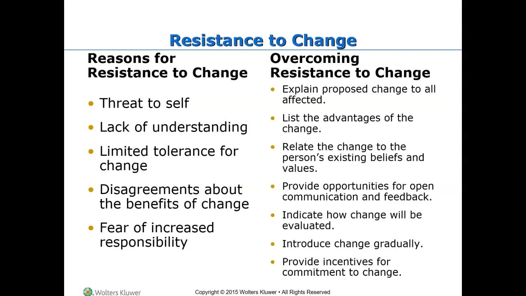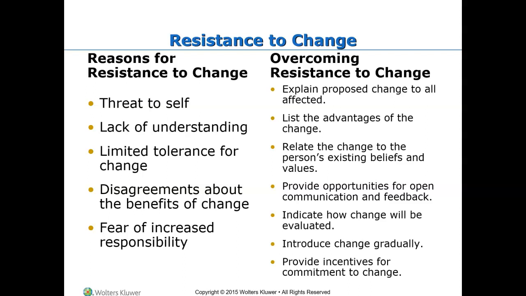So people have a natural resistance to change. So many times as a nurse and a leader, you have to recognize that people are resistant to changes. The possible reason for this resistance can be that the person feels the change is a threat to themselves. They don't understand the need for the change. Their resistance to change in general. They don't buy into the benefits of the change, or they fear that they will have to take on more work or responsibility with the change. Those are all really valid reasons.